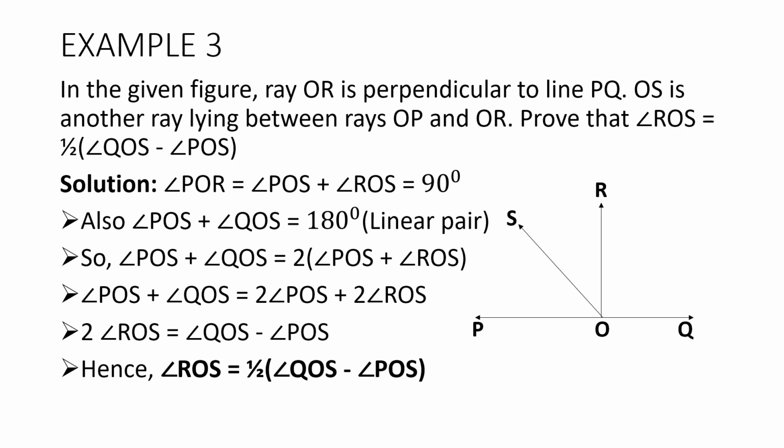So 2 times what is 90 degree? POS plus ROS. Hence angle POS plus angle QOS is 2 times angle POS plus 2 times angle ROS. 1 POS gets cancelled. So 2 times angle ROS is equal to angle QOS minus angle POS. Hence angle ROS is half of (angle QOS minus angle POS).